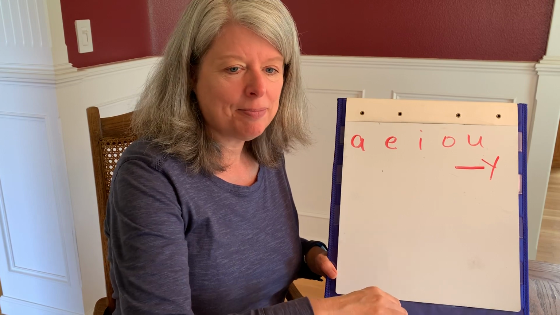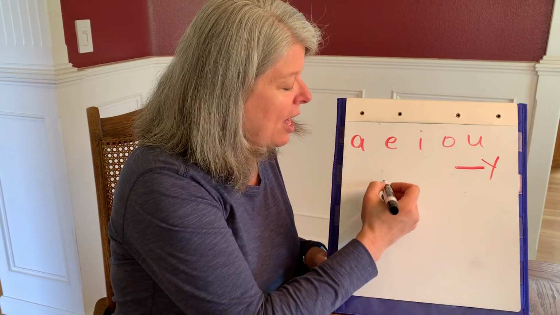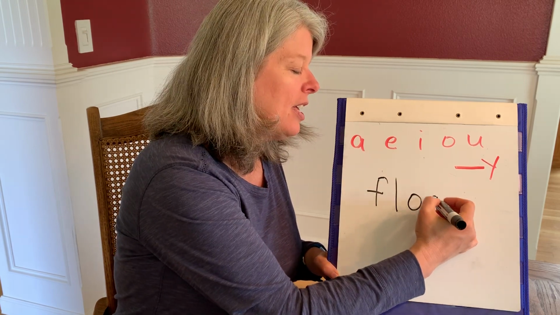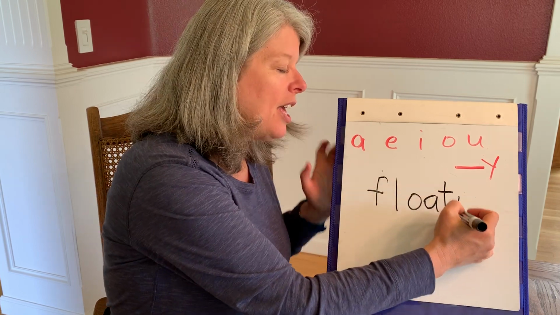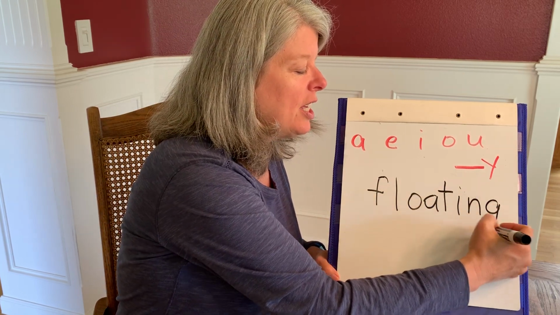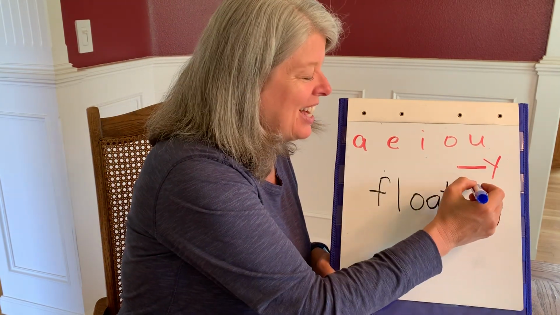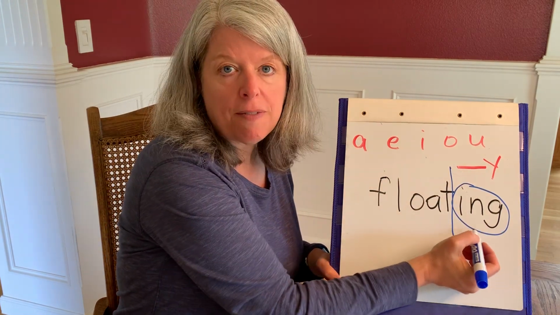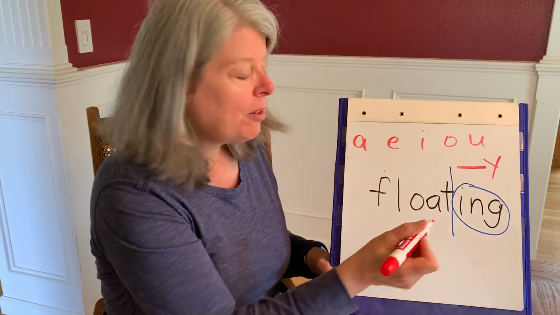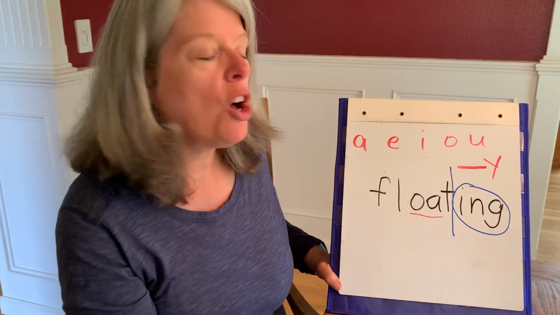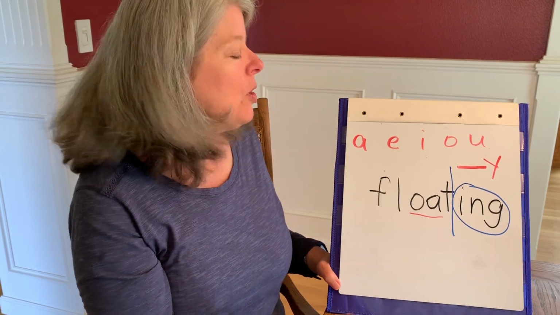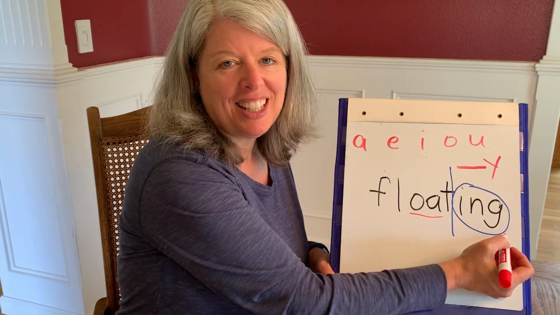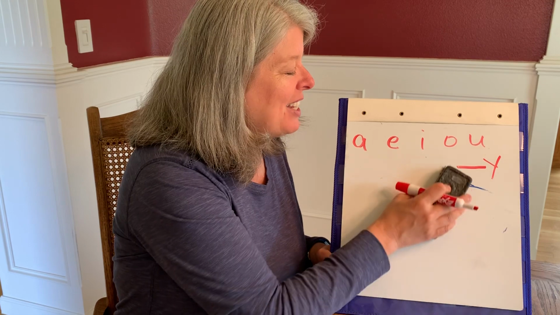Okay, write these letters. F, L, O, A, T, I, N, G. What do we circle? The ing and divide. Here's our root word before our suffix. In our root word, what's the vowel? OA. It's a vowel combination. OA says O. So our first syllable says float, floating. Good job.